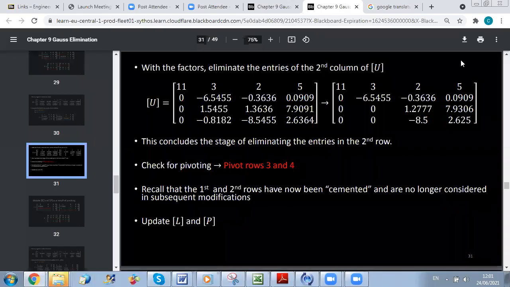So we will continue today with chapter 10. Yesterday we introduced the method to do the LU factorization, and also we considered the case where we have to do pivoting. In case we have to do any pivoting operation, we said that the pivoting operation should also be applied to matrix L and to P, which is the permutation matrix.